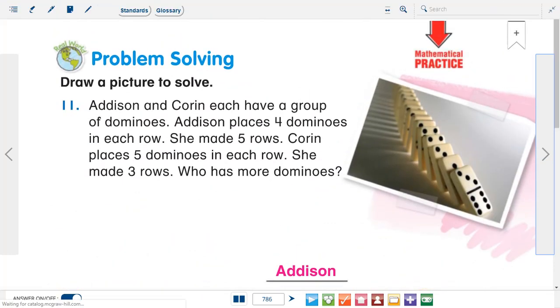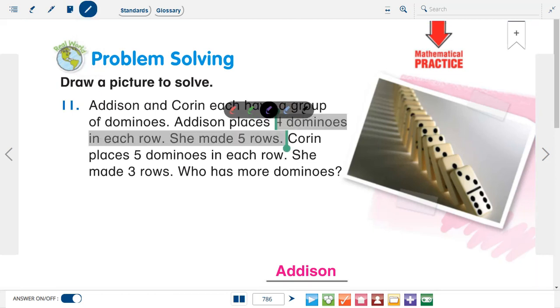Okay. Edison and Corin each have a group of dominoes. You know the dominoes, correct? These small stones, it's a kind of game, okay? Yes, so they have group of dominoes. Edison placed 4 dominoes in each row. So 4 in each row. She made 5 rows. So this is the important information. 4 in each row, 5 rows.